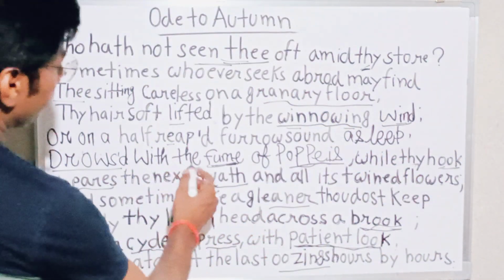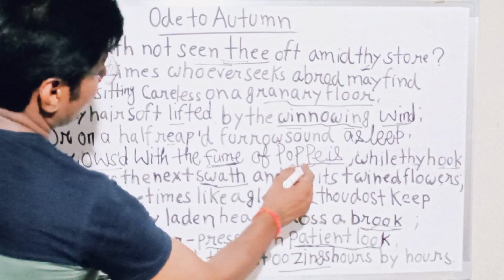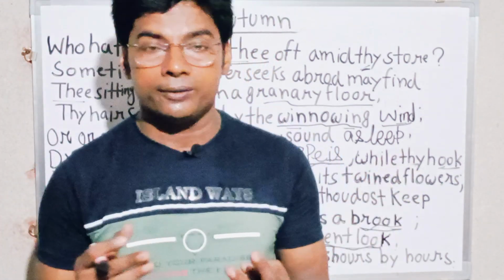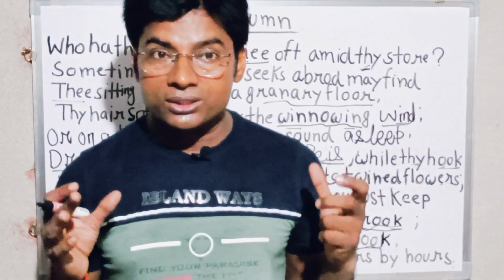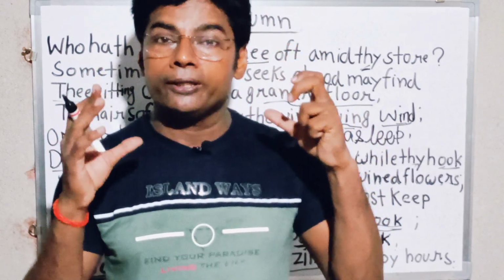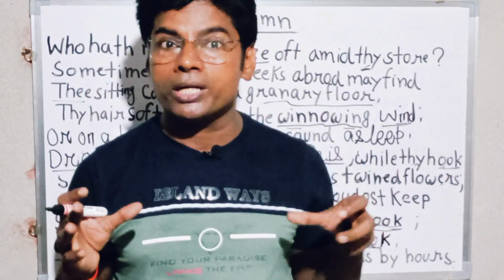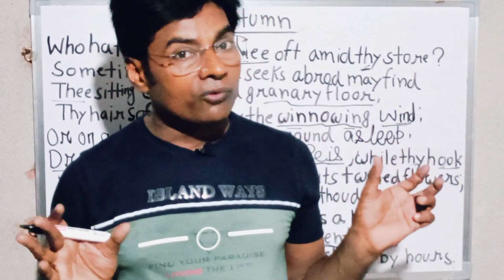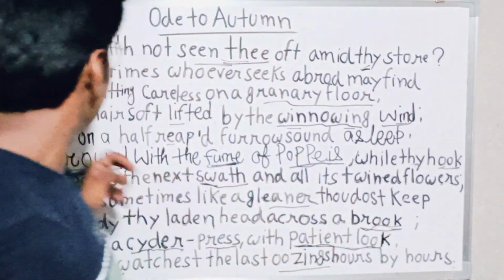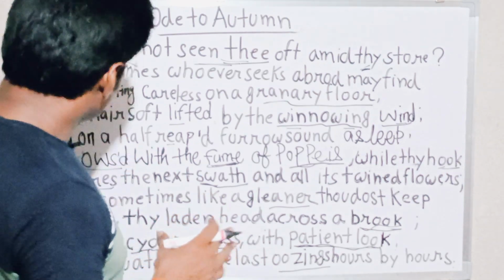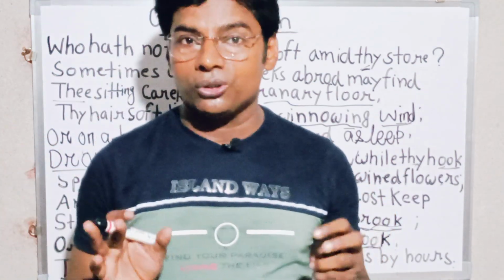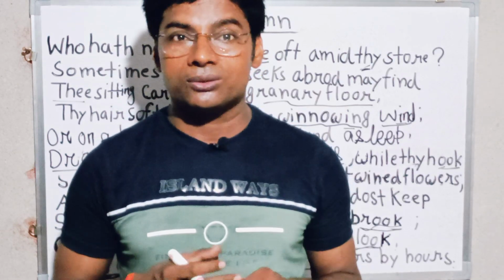See here the smell imagery: the fume of poppies. The smell of the poppy flower is so strong that the farmer has probably lost control over her body. Actually, the head or the brain of the farmer has lost control over the body and she has fallen asleep. So which imagery is used here? Smell imagery is used. So my dear learners, these are the figures of speech used in the second stanza of this poem. That's it in this video, my dear learners.